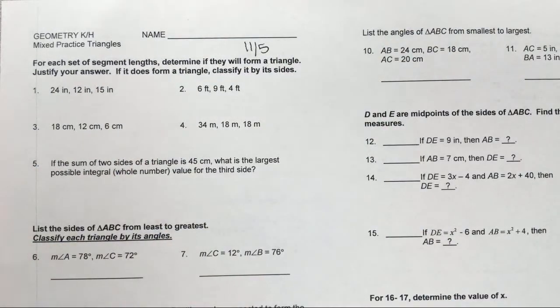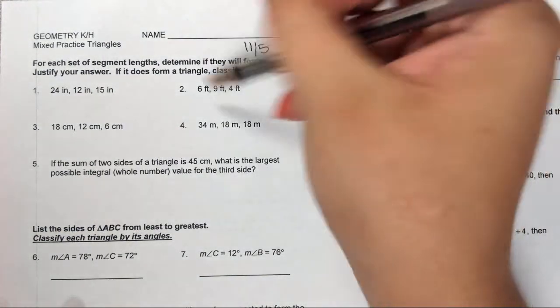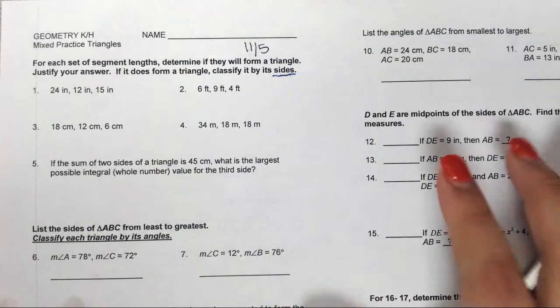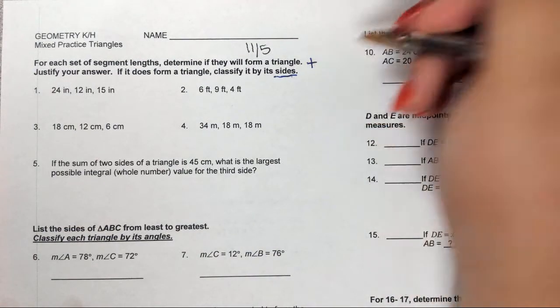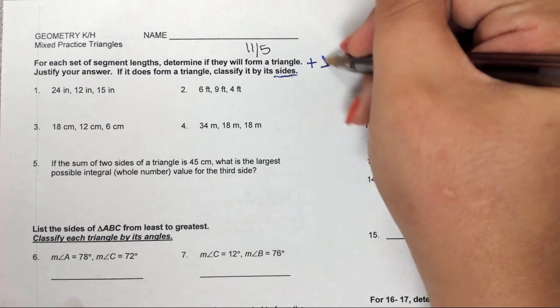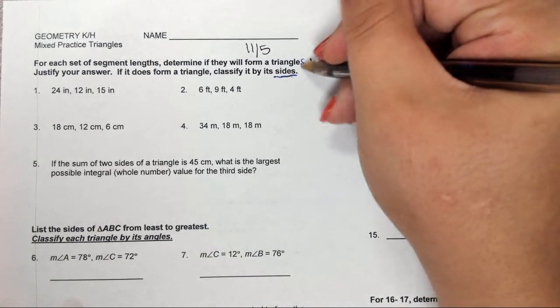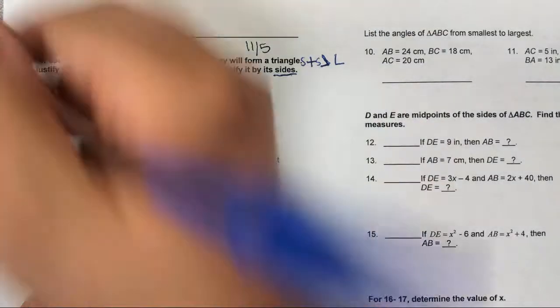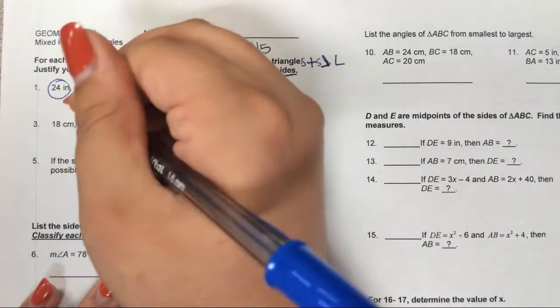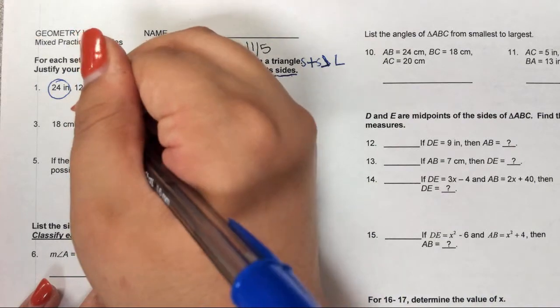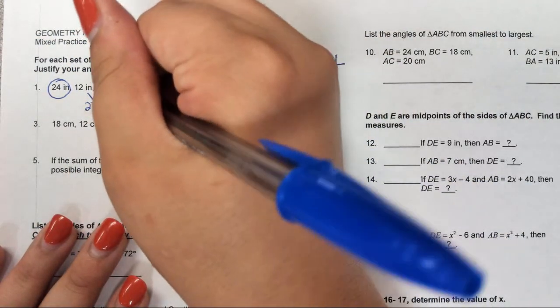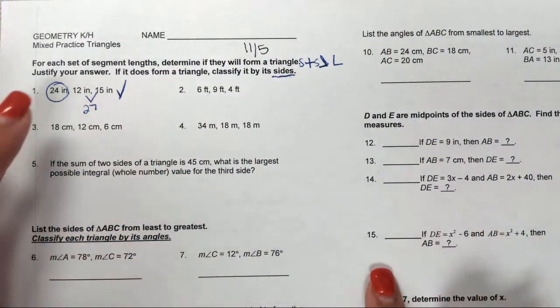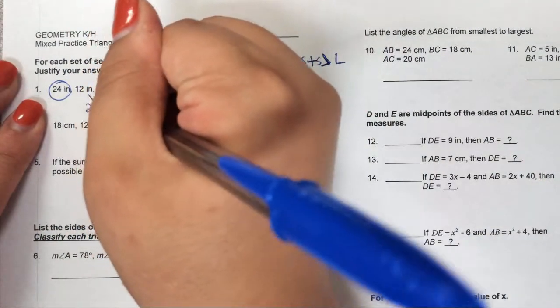For the first one, for each of the segment lengths, determine if they form a triangle and justify your answer. If it does form a triangle, classify it by sides. Now remember, to form a triangle, the sum of the two smallest sides must be greater than the largest. So what I always do is I figure out which one's the largest and I circle it, and then I add these together. That gives me 27. Is 27 larger than 24? Yes, it is. So I'm going to do a check mark, and they're all different, so this is scalene.